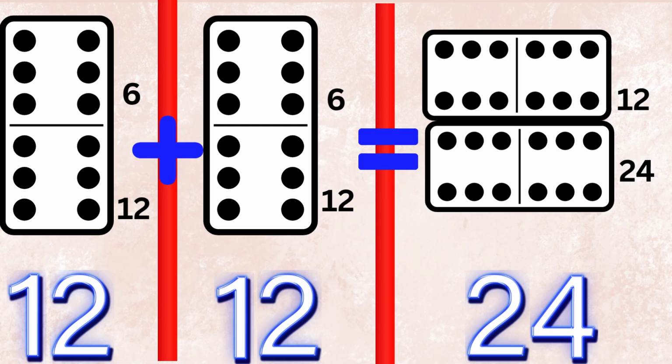Let's check your answer. When we add the dots in the first row, 6 plus 6 equals 12 dots, plus 6 plus 6 equals 12 dots in the second row, we get a total sum of 12 plus 12 equals 24. So we know now that 12 plus 12 equals 24 dots in all.